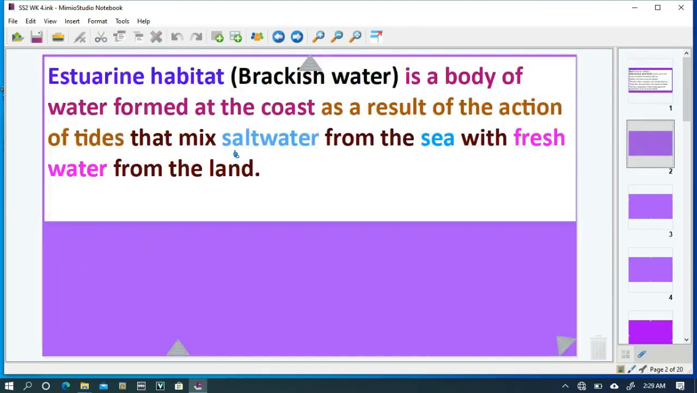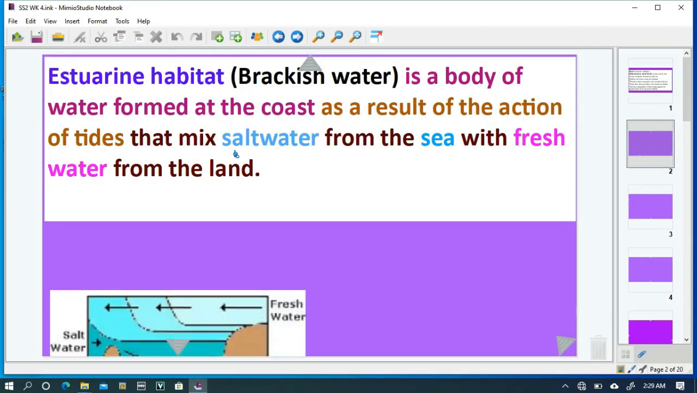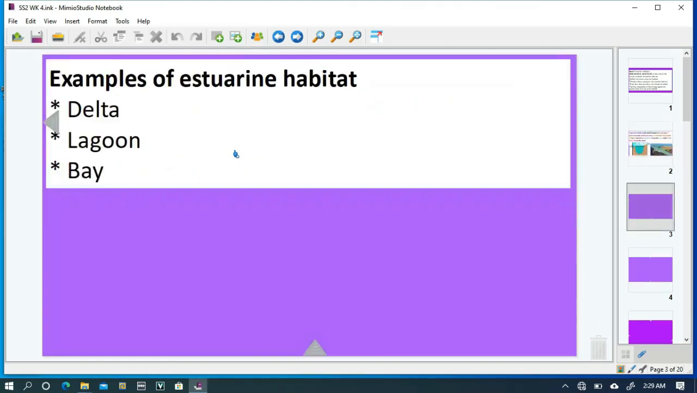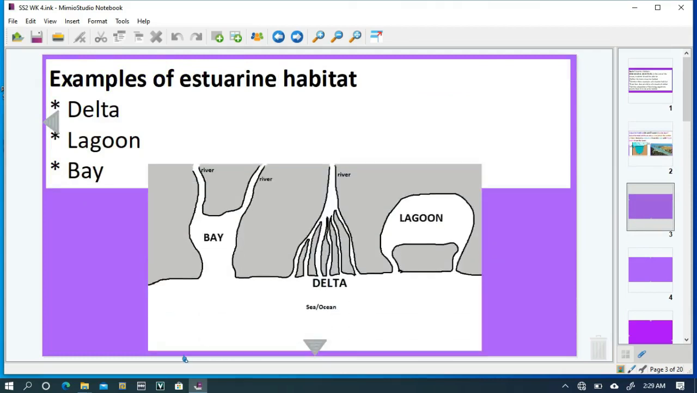An estuarine habitat can be defined as a body of water formed at the coast as a result of the action of tides that mix salt water from the sea with fresh water from the land. Examples of estuarine habitats. 3 types of estuarine habitat exist. The first one is called delta, the second one is called lagoon, while the third one is called bay.